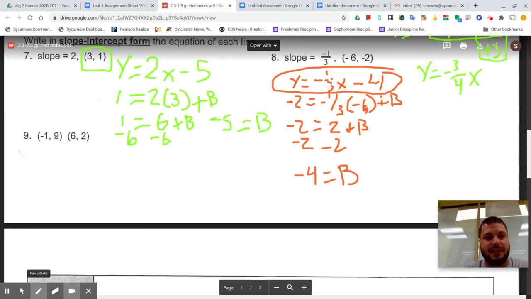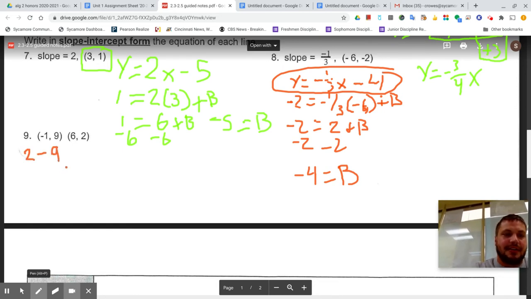Now, if they give you 2 points, you just need to find the slope and then use the point to do what we just did. The only way that number 9 is different is that instead of telling you the slope and giving you a point, they want you to find the slope by yourself. So again, y2, 2, minus y1, 9, over x2, 6, minus x1, negative 1, minus negative turns to a plus. That's negative 7 over 7. So the slope, the m, is negative 1.